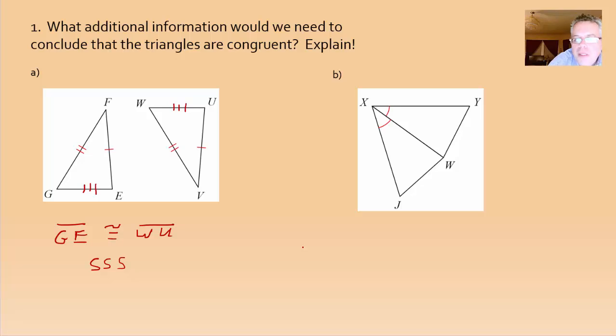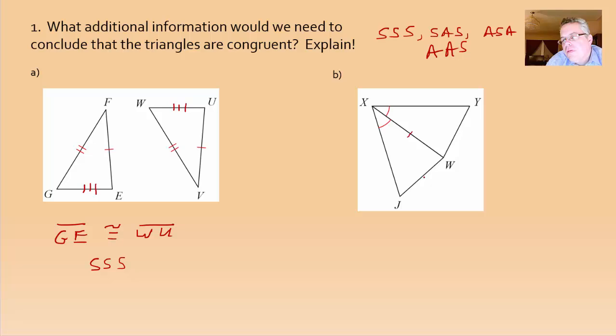Okay, B. The two things we know: one is marked, these angles are congruent, and they share the side XW, which is congruent to itself by the reflexive property. We need one other thing. It has to make it side, side, side, side, angle, side. Here, I'll write them up to review. The additional thing would have to be such that the triple we have is one of these: angle, side, angle, or angle, angle, side.